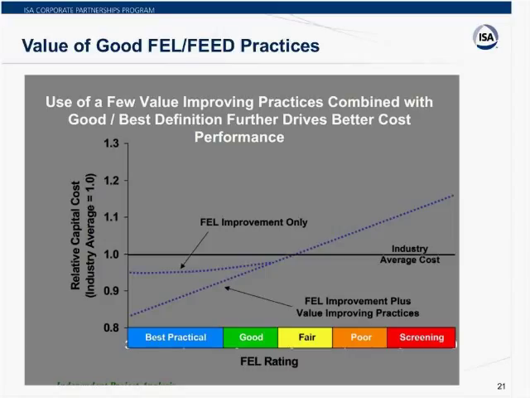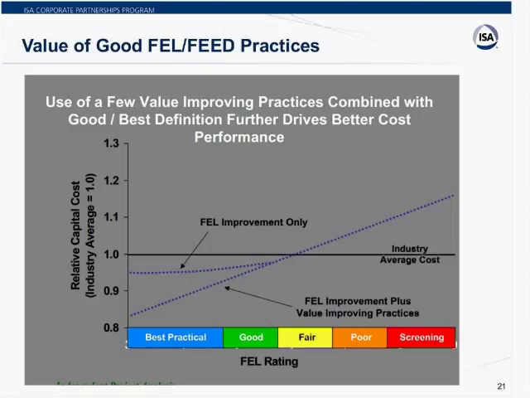So this slide is a summary, again, building on some of the available industry data. On the left-hand side is relative capital cost. So again, for a similar set of projects, similar scope, similar complexity. And then the x-axis is best practical all the way to essentially no FEL. And by these definitions, you could typically benchmark the "I just need a cost to get the money" kind of view as being between poor and screening.